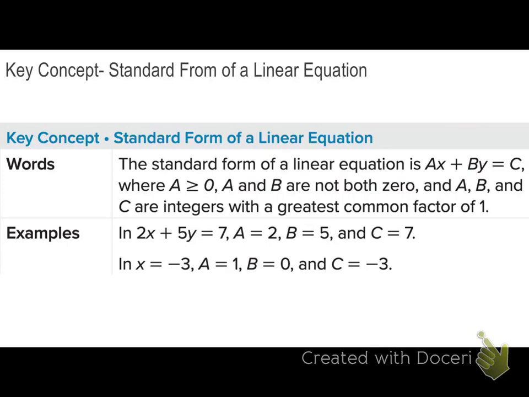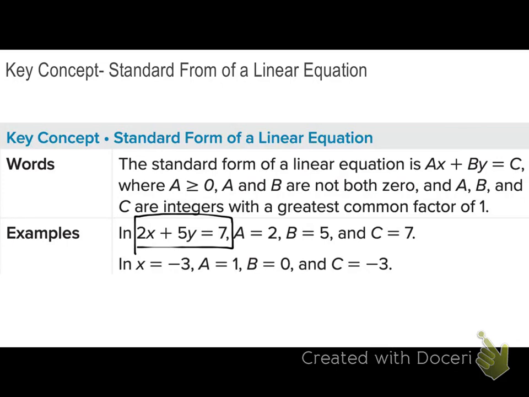Are a and b both 0? No. That's good. I don't want them to both be 0. Are any of a, b, and c fractions? No. So these meet all my conditions for standard form. So this is an example of a correct equation in standard form. Okay? We okay with that?